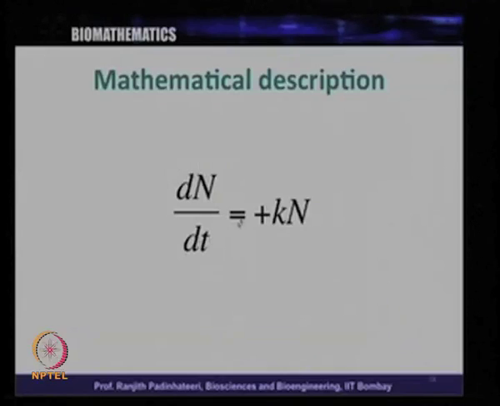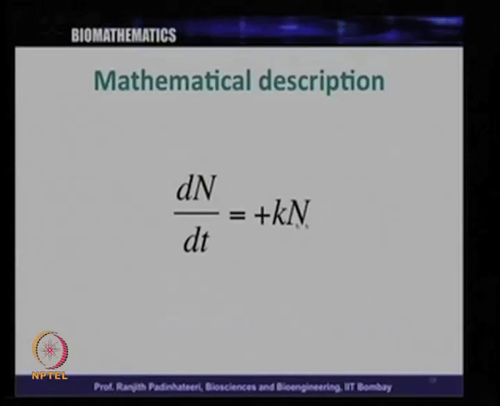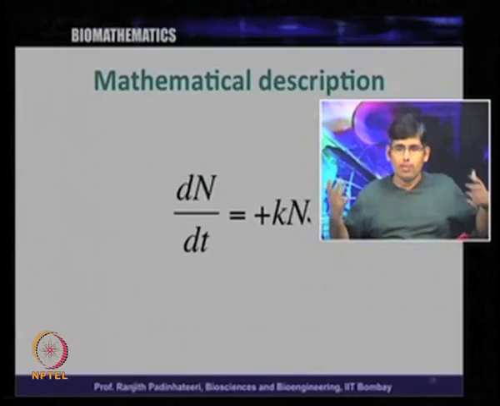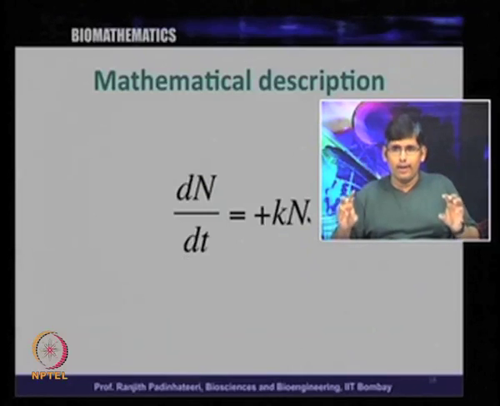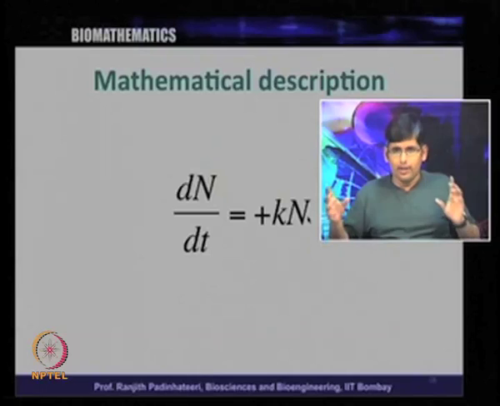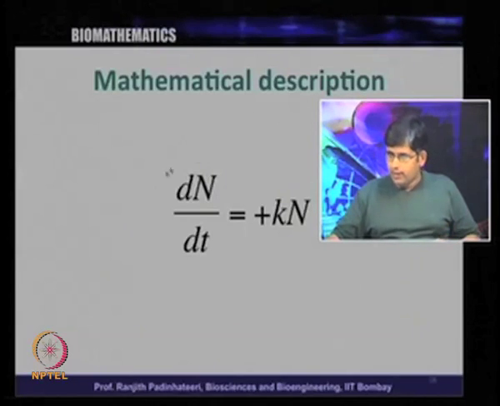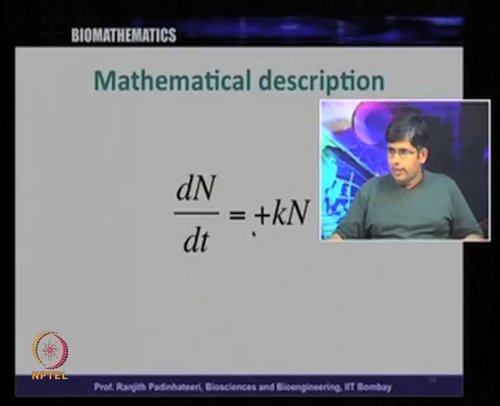The dn by dt is plus kn. The plus represents the increase, not the decrease, it is increasing, and the fact that it is kn, proportional to n, implies this phenomena that we see, that the more the n, the more division will happen. So, there are more numbers to divide, so the increase will be more. So, we combine these two ideas into one line and we got this equation: dn by dt, the change in number when the time changes, is equal to plus kn.